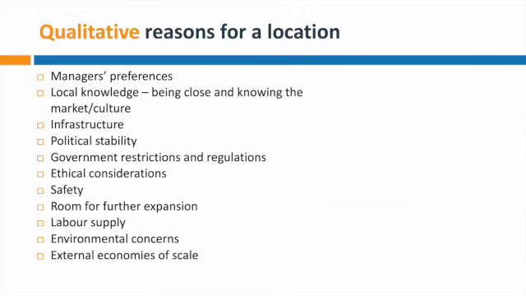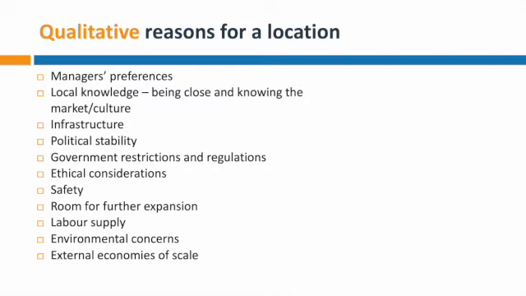The qualitative reasons for location. There can be different ones. We already mentioned some of them. I'm going to talk about just a few more. Managers' preferences, local knowledge. This can mean, for example, being close to the market or knowing the market, knowing the culture. Infrastructure we talked about.